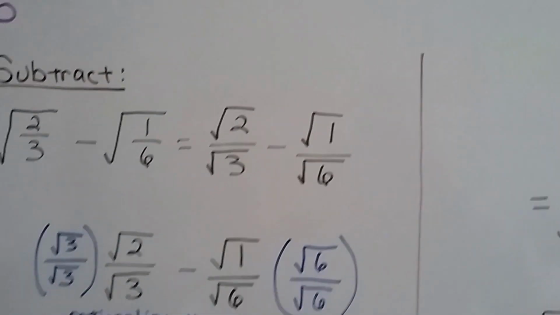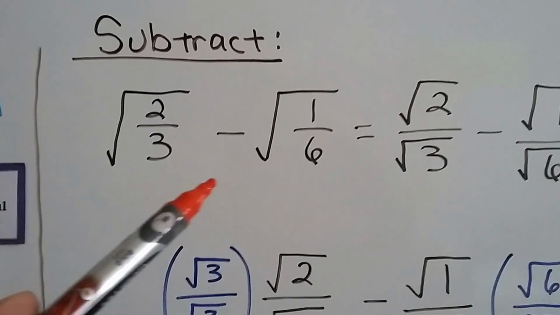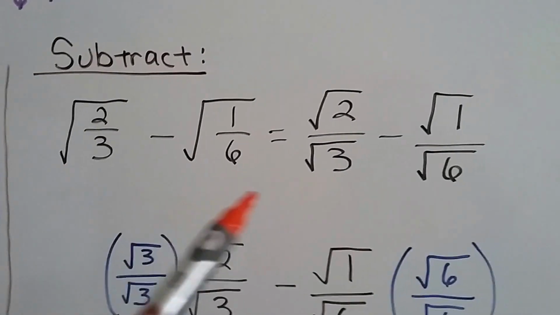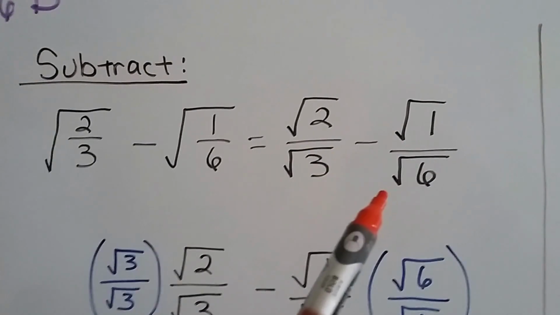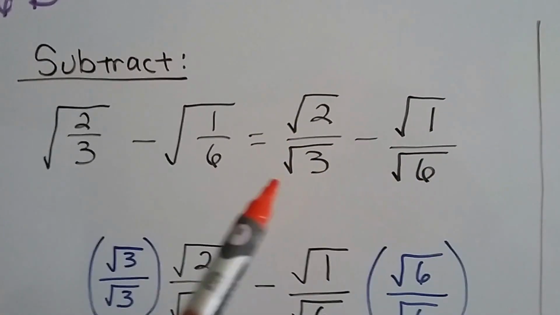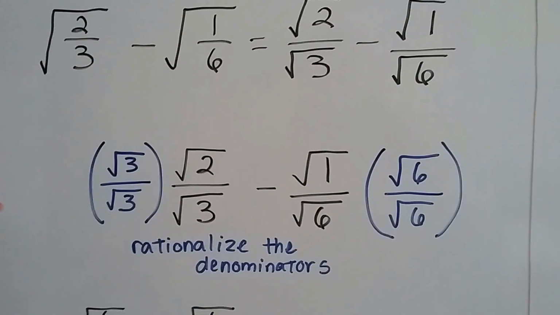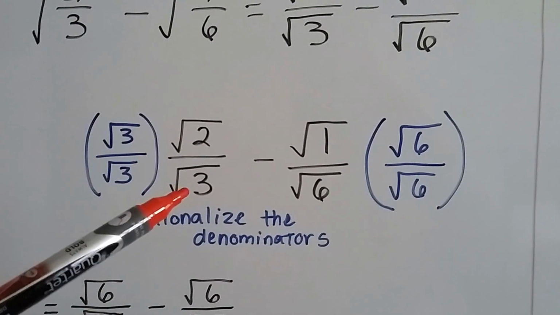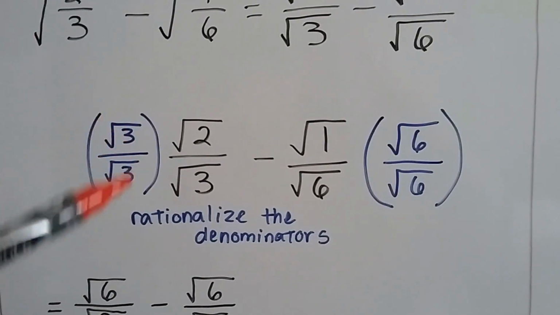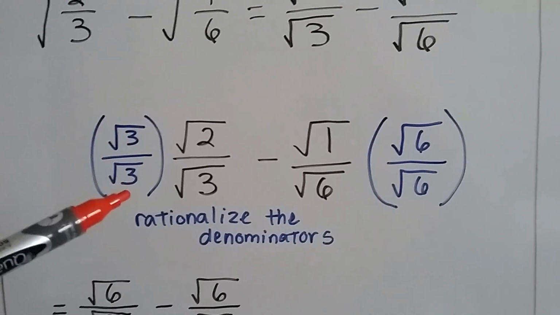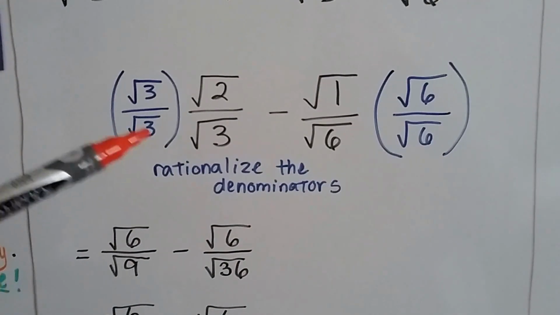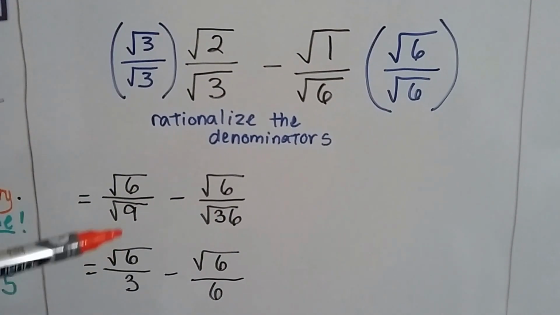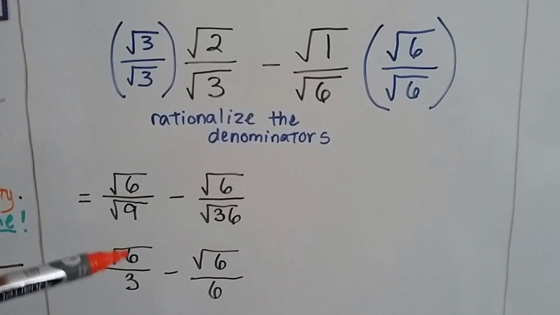So if we want to subtract the square root of 2/3 minus the square root of 1/6, what we can do is we can rewrite them so they each have their own little tiny radical sign, okay, for the numerator and the denominator instead of the one big one. And then we can rationalize the denominators for each denominator. So rationalizing this denominator, we multiply by 1 as the square root of 3 over the square root of 3, and that's going to give us the square root of 6 over the square root of 9, isn't it? And the square root of 9 is a 3, so that gives us the square root of 6 over 3.